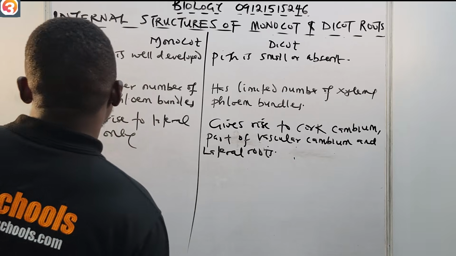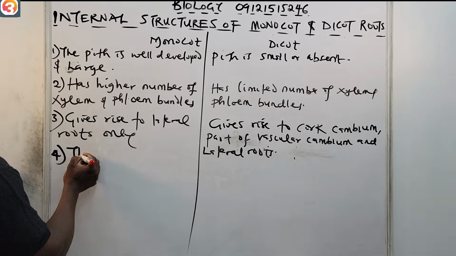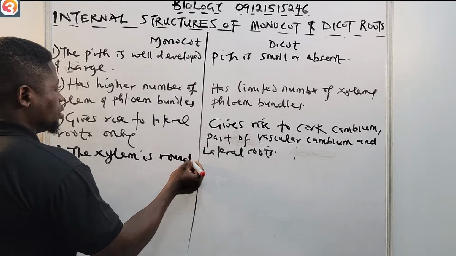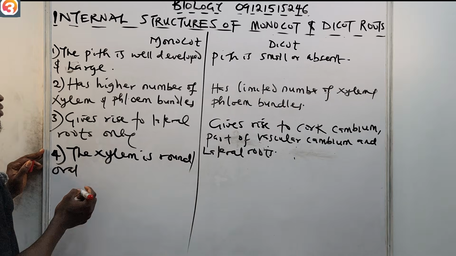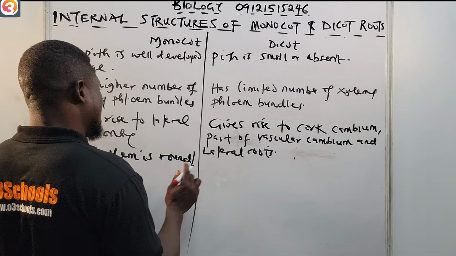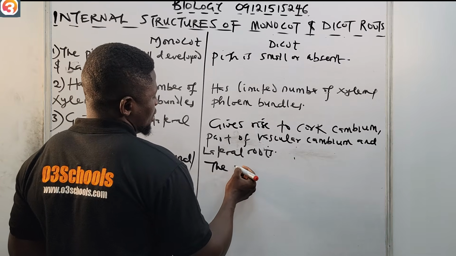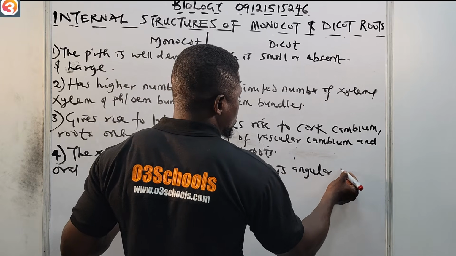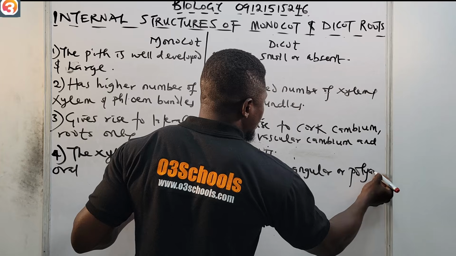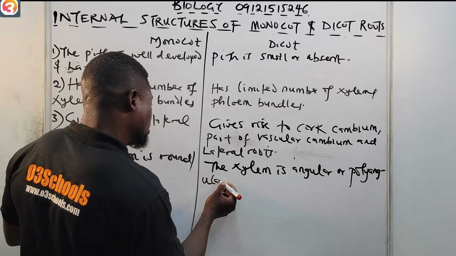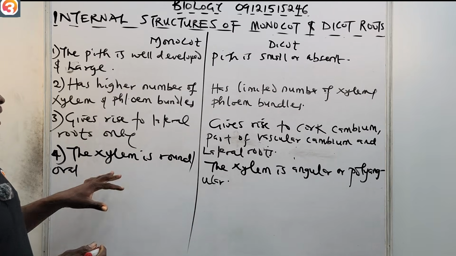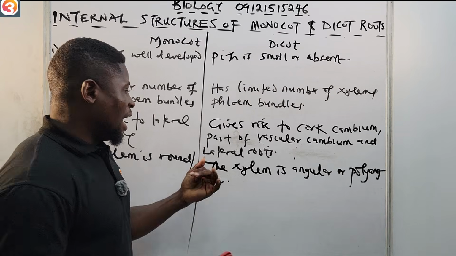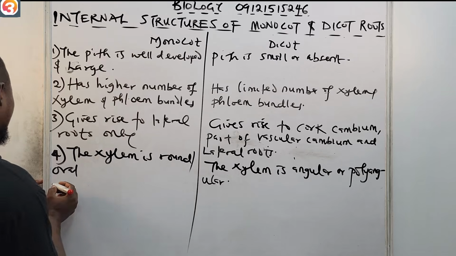Also, number 4, the xylem is round or oval for the monocot root, while the xylem here is angular or polyangular, as you may have it. Please take note of that. So the xylem here, the shape is round or oval, while the xylem here is angular or polyangular. Likewise, secondary growth we have seen here is absent.